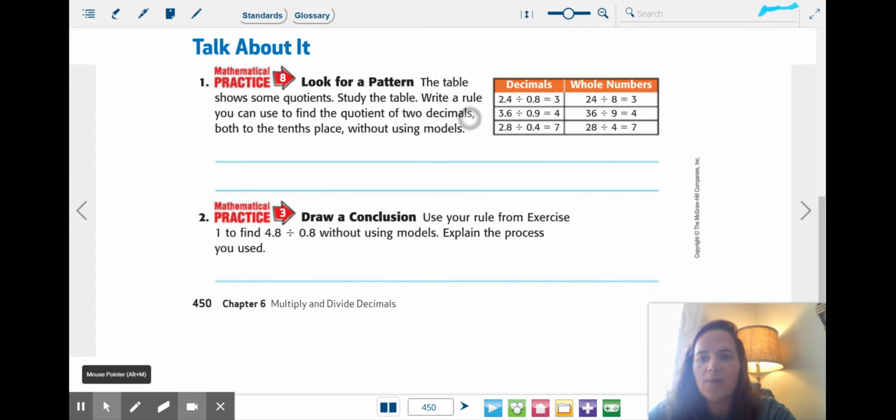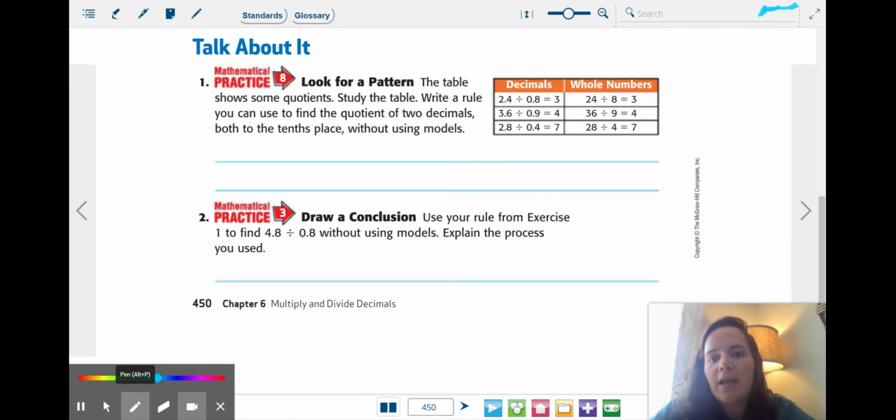Scrolling down, I want you to take a moment, pause this video, answer these 2 talk about it questions, and then press play when you're ready to go over the answers with me. All right. So looking at number 1, it says look for a pattern. So we're going to be using this table to see what we notice. The table shows some quotients. Study the table and write a rule that we can use to find the quotients of 2 decimals, both to the tenths place without using models.